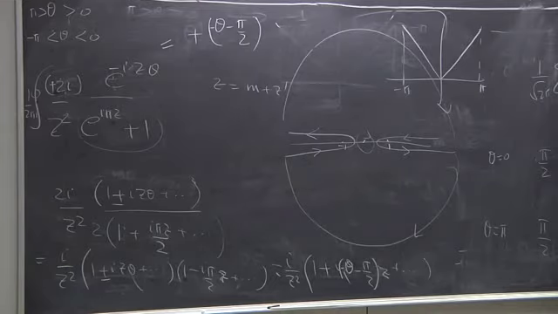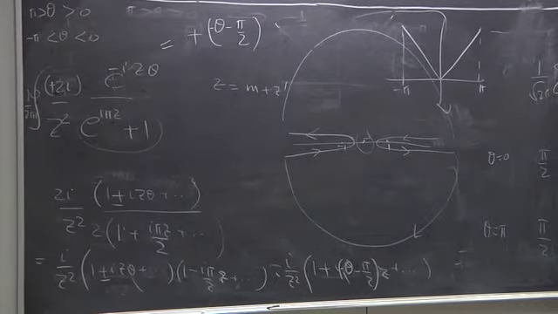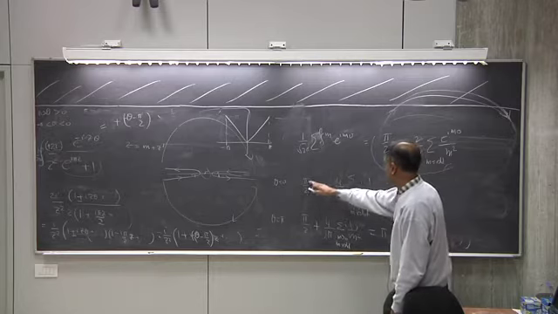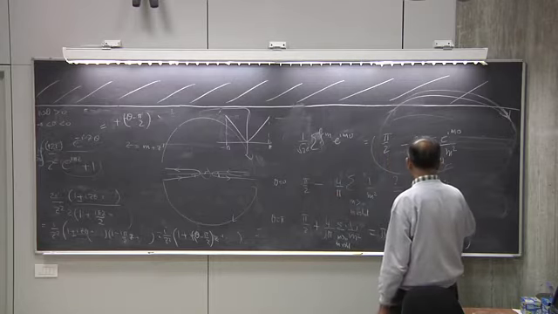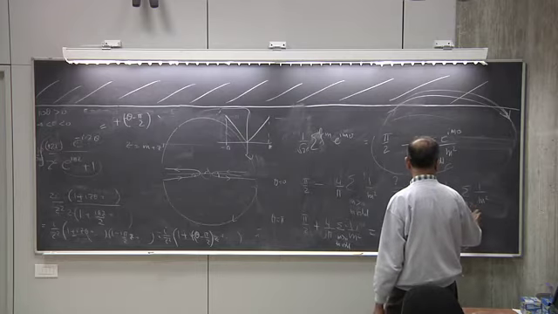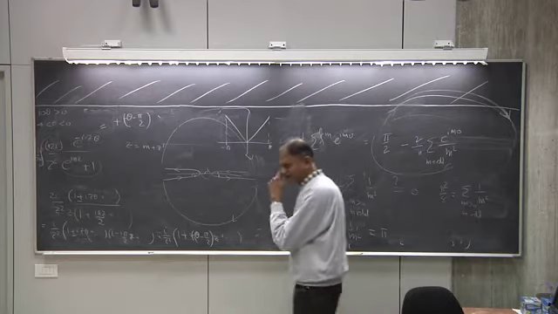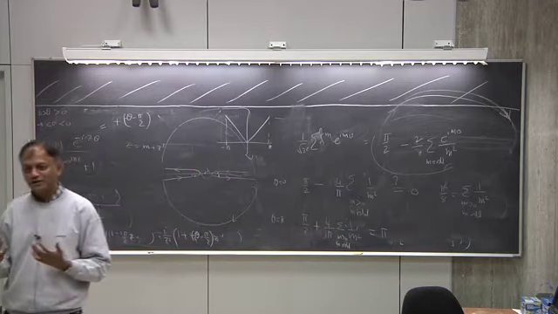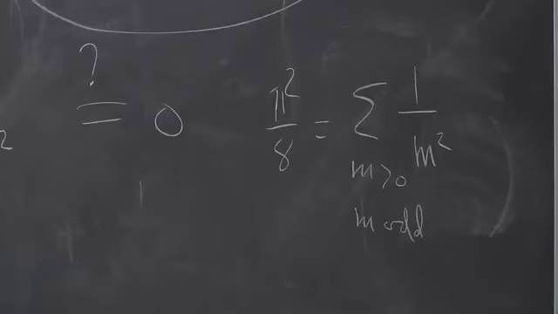So these are quite nice identities, you see. What this equation is saying is that pi square divided by 8 is equal to the sum over 1 over m square, m greater than 0 and m odd. Such kinds of formulas are quite interesting, because remember, what was pi? Pi was the ratio of the circumference of a circle to the diameter. It's some irrational number.